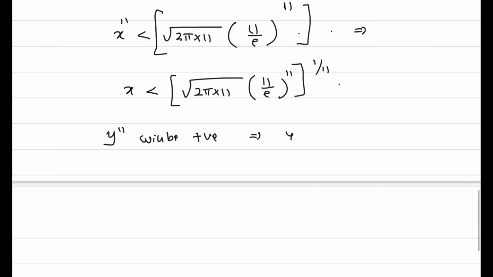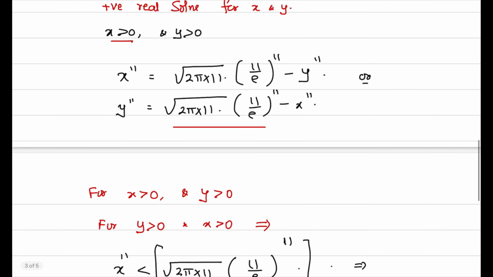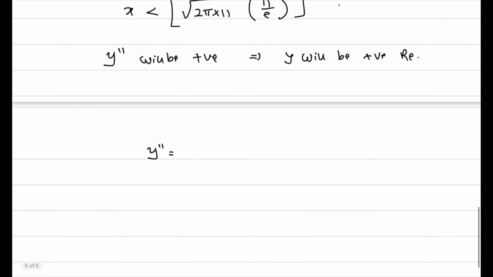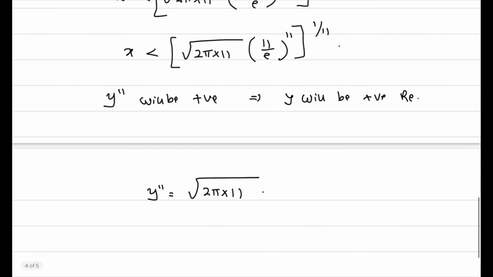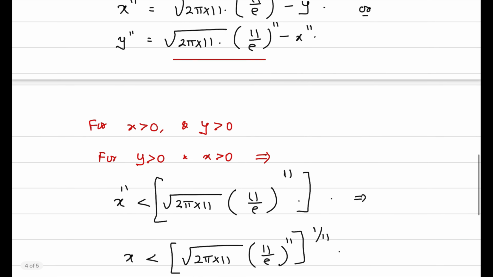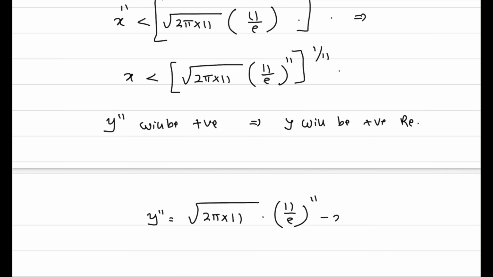That implies y will be positive real number. What is that? From the equation, y to the power of 11 is equal to square root of 2 pi into 11 into 11 by e to the power of 11 minus x to the power of 11.